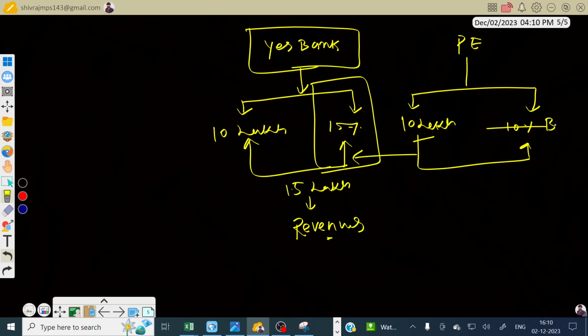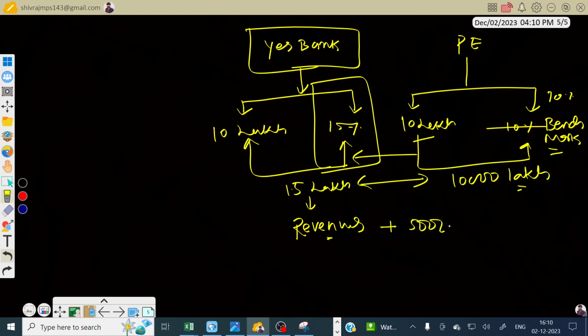provide a benchmark, or basically you can say an indices interest rate. Let's say the interest rate indices is at 10%. So the P fund can offer 1 lakh interest payment to Yes Bank. Now here, if you see the net revenue, ultimately the P fund would be in profit of 50,000. Why? Because 1 lakh is the cost.